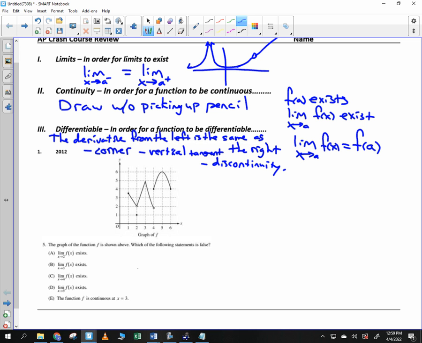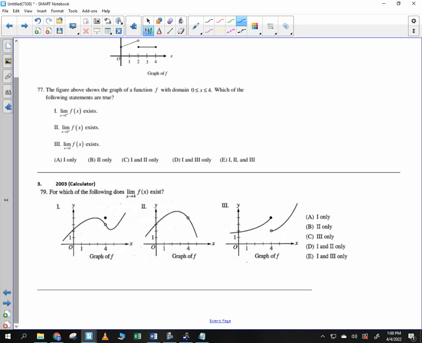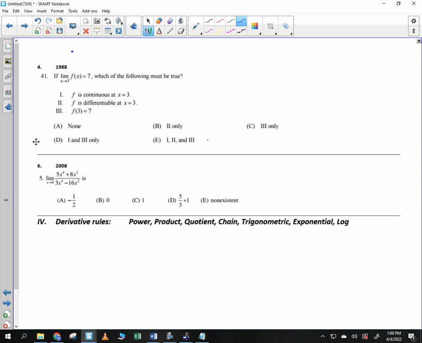Okay, so we're going to set our timer here. When I say go, you're going to do this first problem here. So this is straight from the AP exam. It's from 2012. If you can use your calculator, it'll say calculator next to it. If you can't use your calculator, then you won't see anything next to it. But you'll do that problem, and then you'll do this one and this one. So that's 3, and then 4 and 5. So we're going to set our timer for 7 minutes, and you will do your best. On your mark, get set, go.